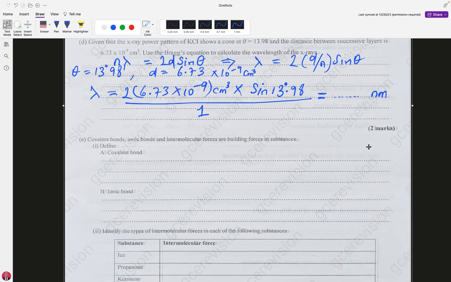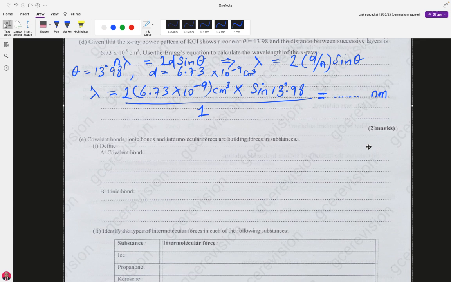Covalent bonds, ionic bonds, and intermolecular forces are binding forces in substances. Define what you understand by a covalent bond. What is a covalent bond? You know that a covalent bond is a bond that is formed by sharing of electrons, and that usually occurs between nonmetals.